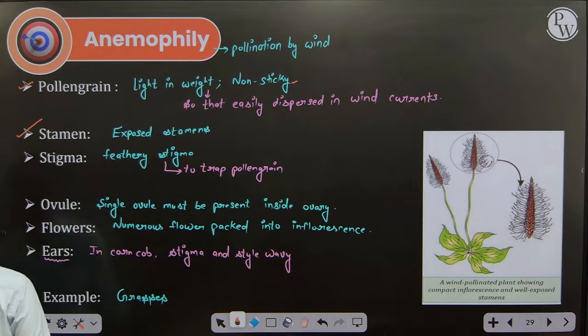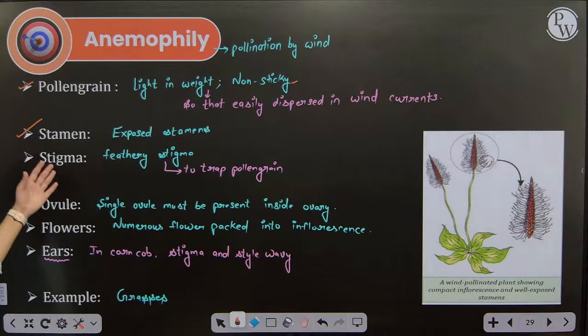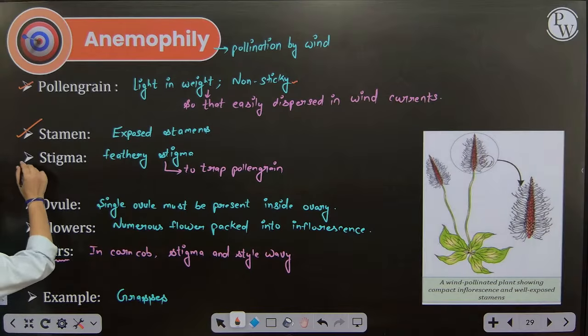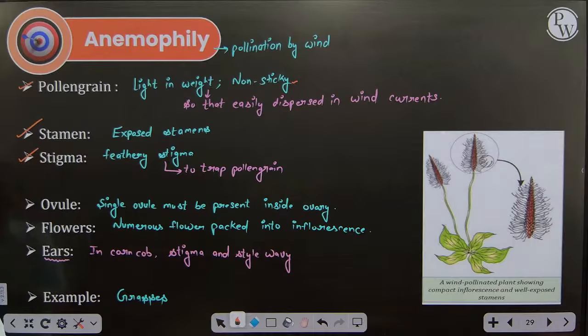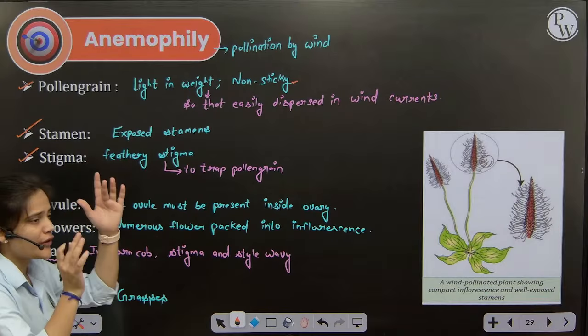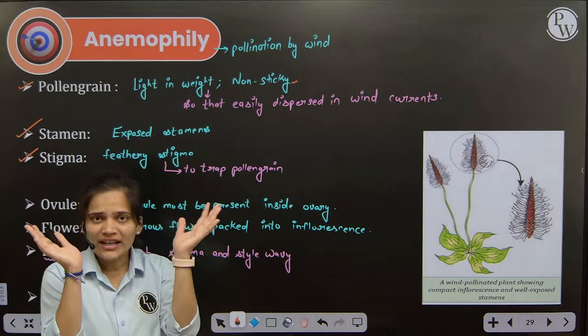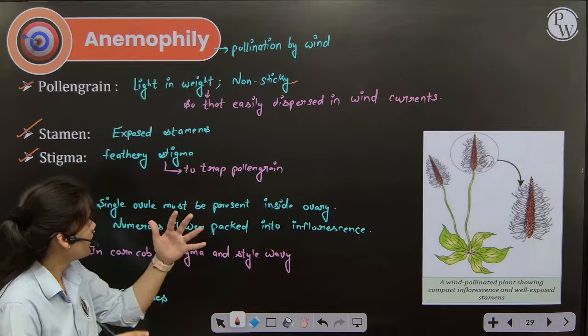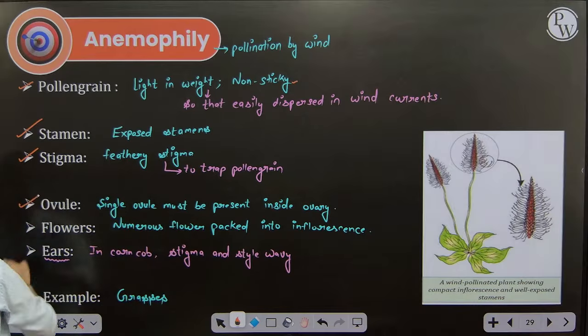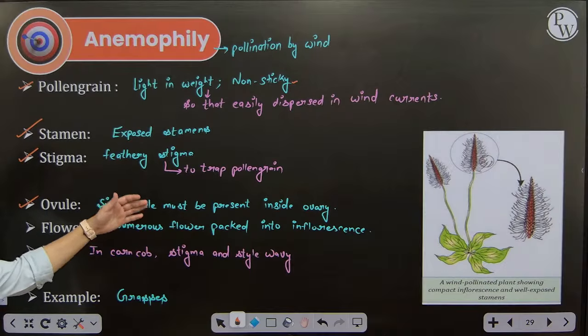Second part is stamens. Stamens are exposed so that pollen grains can be easily dispersed in wind currents. What about the stigma of a wind pollinated flower? Stigma should be feathery in order to trap these pollen grains. What about ovule? A single ovule must be present inside the ovary.